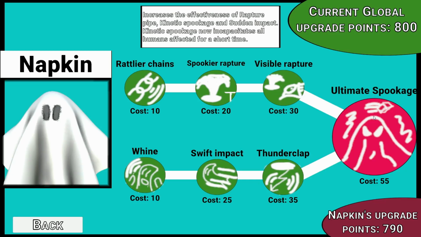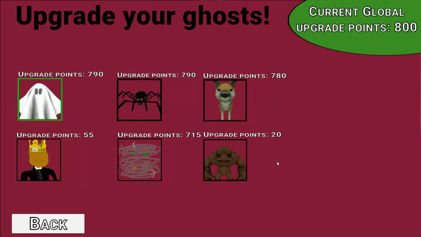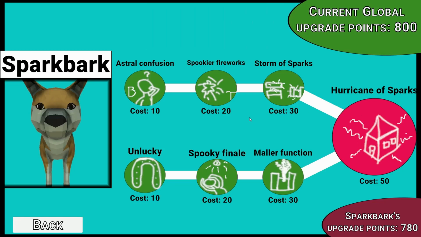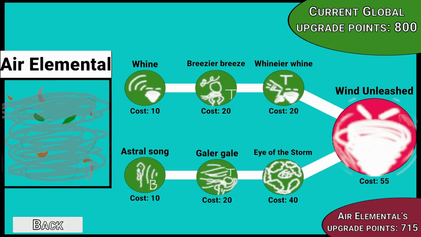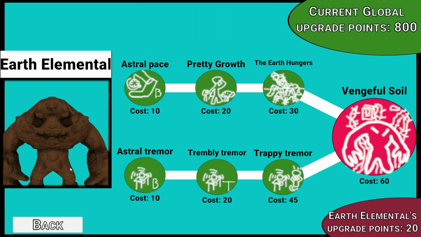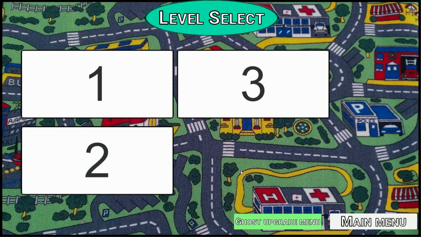Here for Napkin it's a bit more of a numbers thing, where it increases a ton of numbers and adds a stun for the kinetic spookage ability. But for example, for Spark Bark, the ultimate upgrade makes Storm of Sparks, which is Spark Storm, just renamed, a global ability, so it will make every single electrical object spark, which is really cool. I'm very proud of that, if you couldn't tell. Every ghost has an ultimate upgrade and a bunch of other upgrades, so you can play around with those.